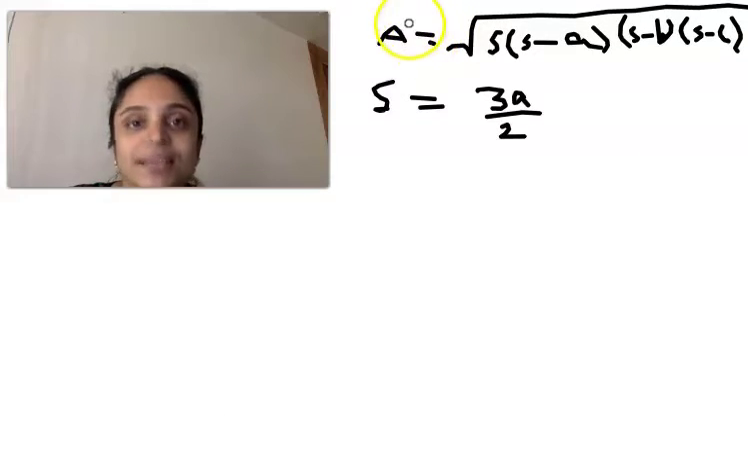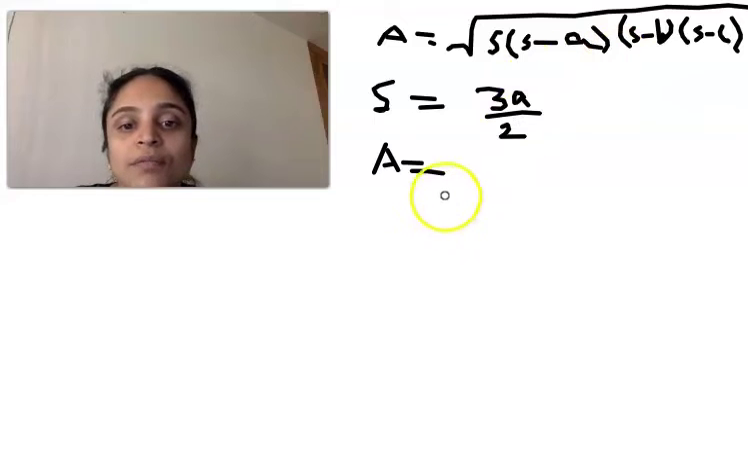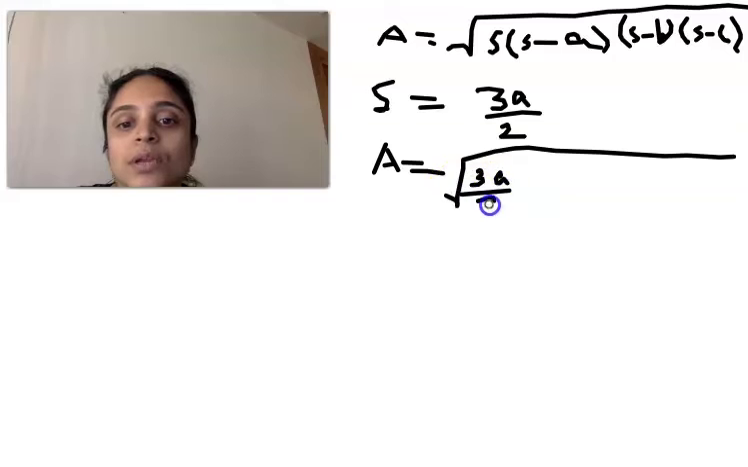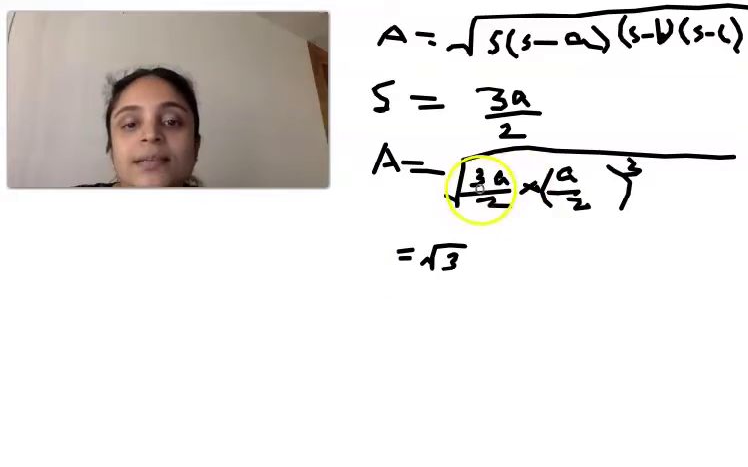So substituting that here, we'll get A equal to root of 3a by 2 into 3a by 2 minus a. What is 3a by 2 minus a? 3a minus 2a by 2, which is equal to a by 2. So we have this equal to root of 3a by 2 into a by 2 the whole cube, right? S minus a, S minus b and S minus c are all equal to a by 2. So a by 2 into a by 2 into a by 2 is a by 2 the whole cube. So we'll get this as root 3.